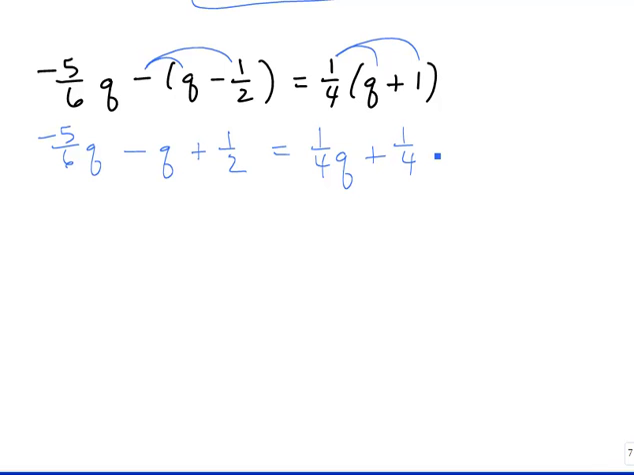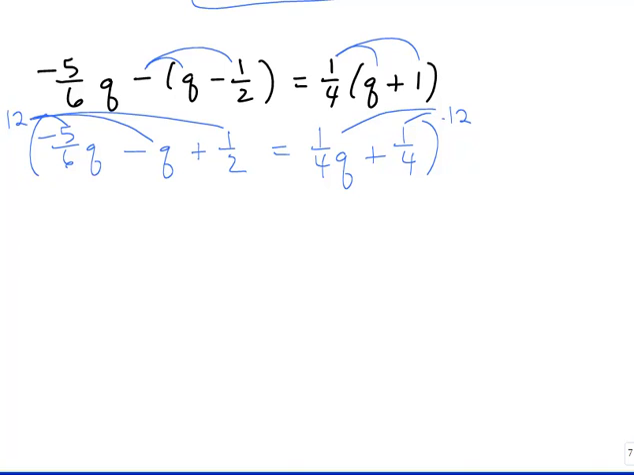So now I don't have any more parentheses to deal with, but I still have fractions. So let's look at our denominators. I have a 6, a 2, and a 4. I need a number that all of those will divide into easily, and I want it to be the smallest number that will work. Well, 2 times 6 is 12, and 4 goes into 12 as well. So I'm going to use 12 as my least common denominator and multiply all of my terms by 12. So this times 12, this times 12, this times 12, this times 12, and this times 12.